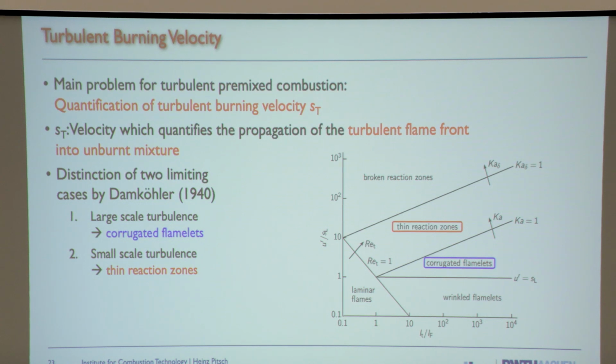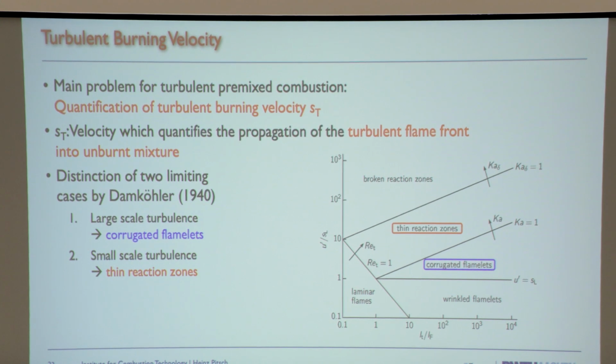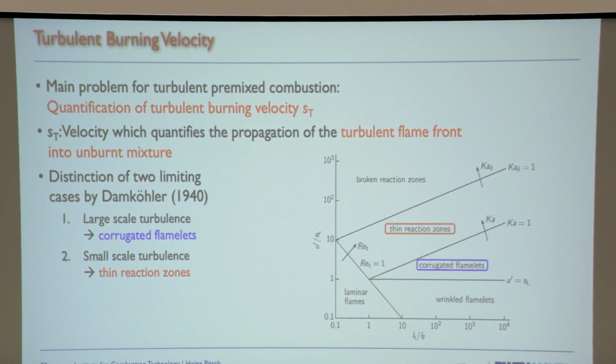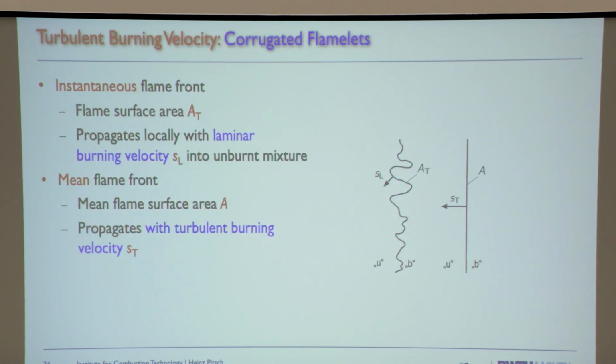Now we said we have two different regimes in which the interaction between turbulence and the flame is different. That was realized by Damköhler in the 1940s. Damköhler came up with models for the turbulent burning velocity that would describe the physics in these individual regimes. Now we call these the corrugated flame regime and the thin reaction zones regime; he called them the large-scale turbulence and the small-scale turbulence regime. So we want to look at these individually.